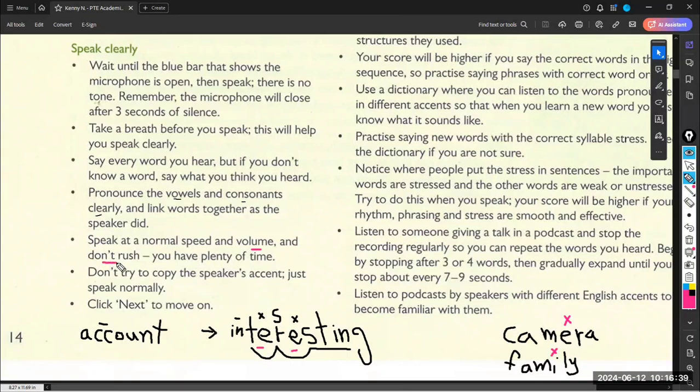Please don't rush things. Some people say that I have to speak fast because I don't have time. Don't do it, because you have plenty of time to say the complete word.